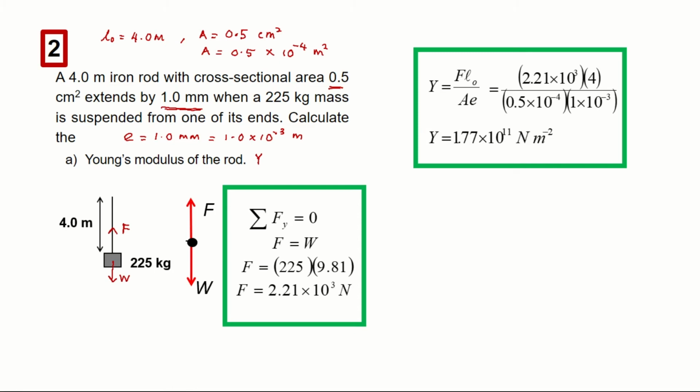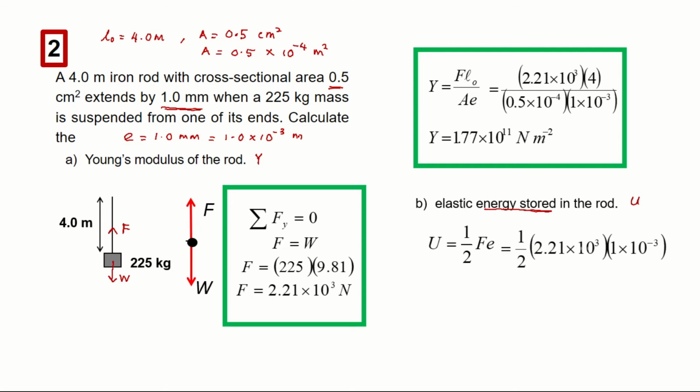Now for B, calculate the elastic energy stored in the rod. That means calculate U, the energy stored or strain energy. We use the equation U equals half F E. F is 2.21 times 10 to the power of 3 Newton and E is 1 times 10 to the power of negative 3 meter. Substitute the value and use the calculator. So you get U equals 1.105 joule.